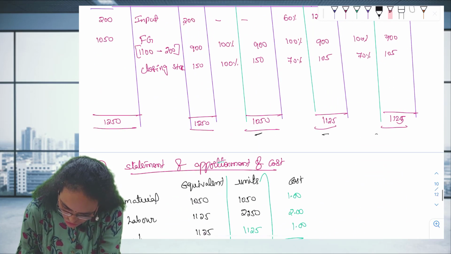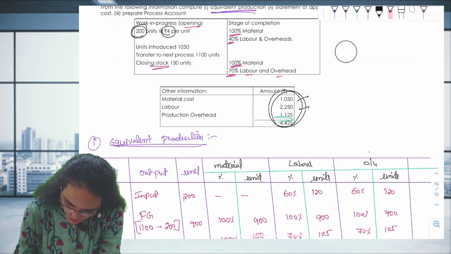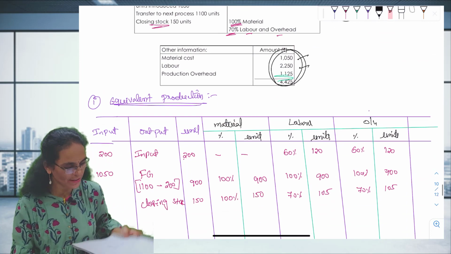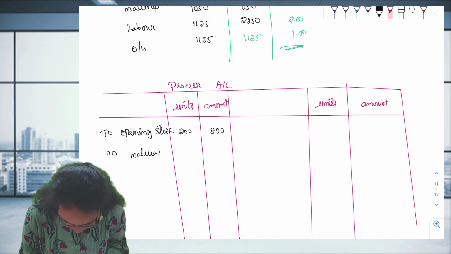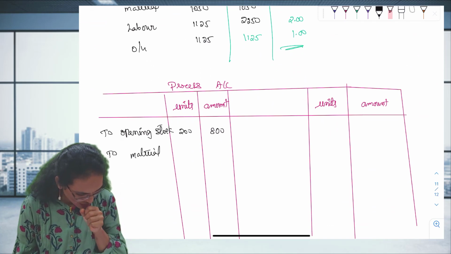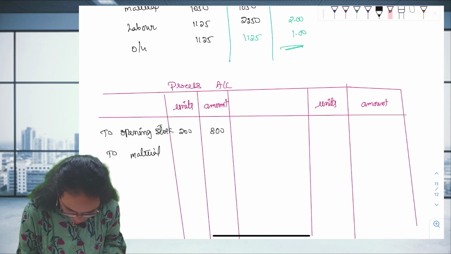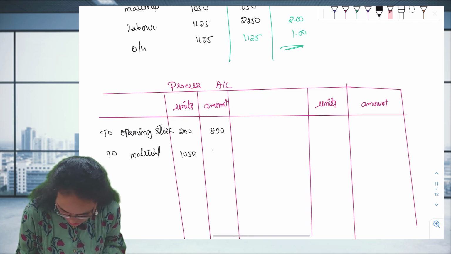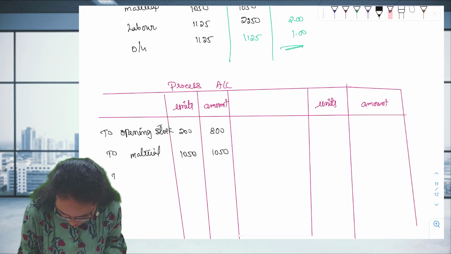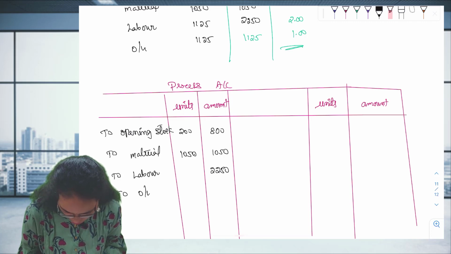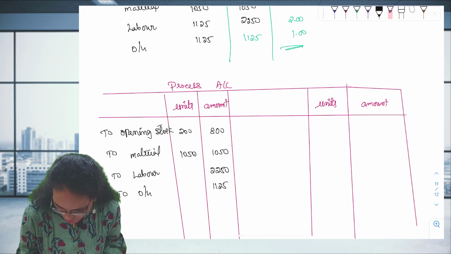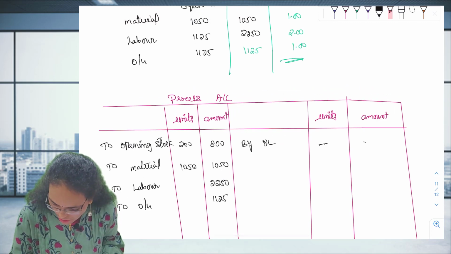And what was the introduced one? This one introduced. So, the introduced one I am writing directly. Material, 1050 units we have introduced. The cost is 1050. Labor 2250. Overheads 1125. And there is a normal loss. So, no normal loss, sorry.